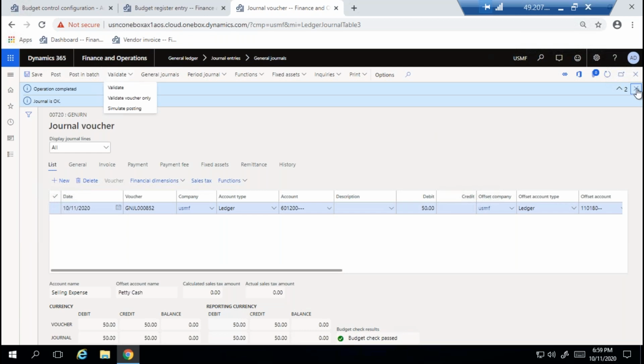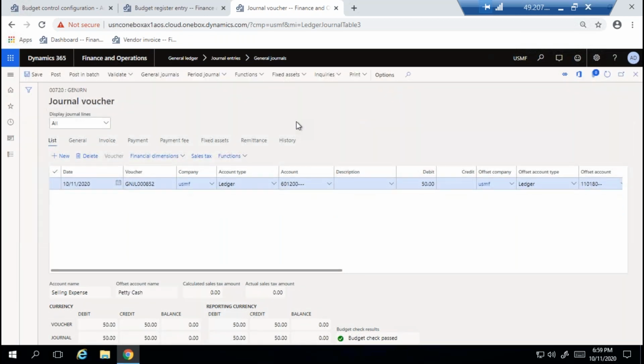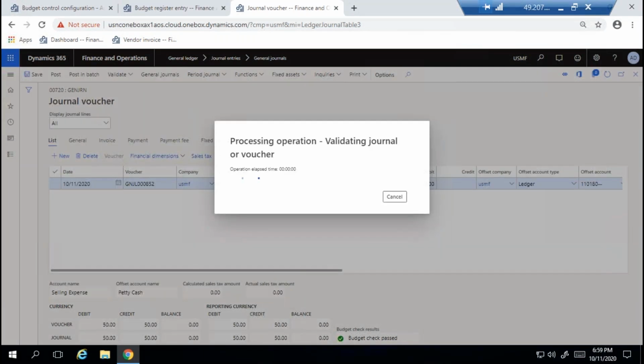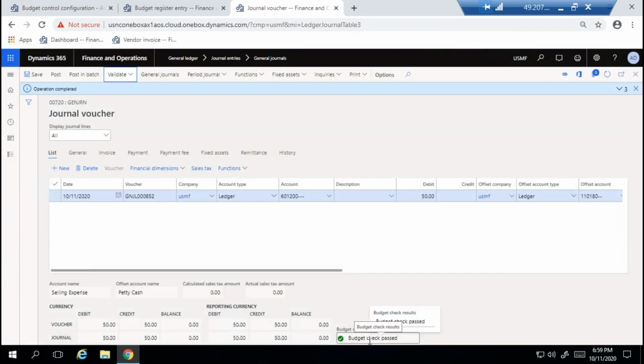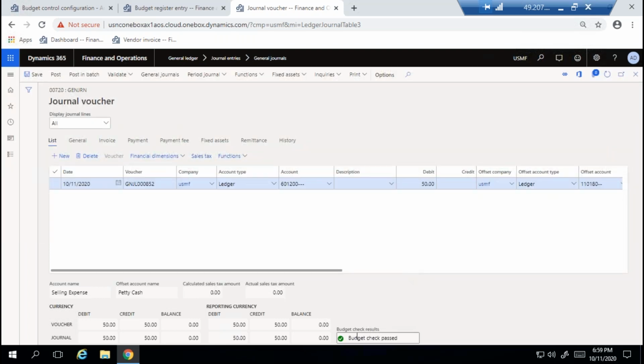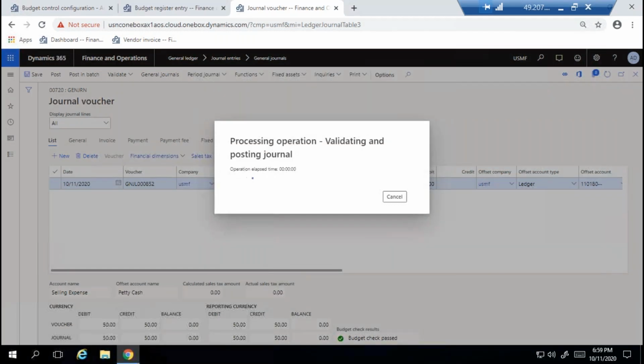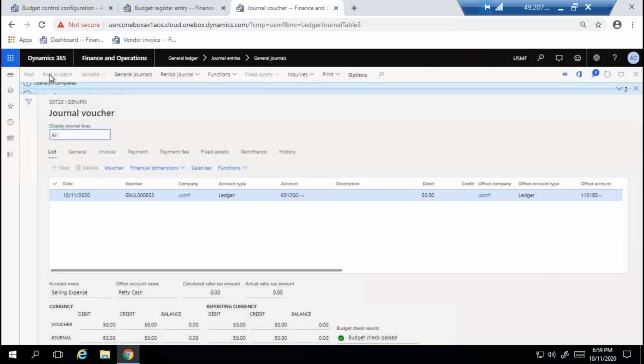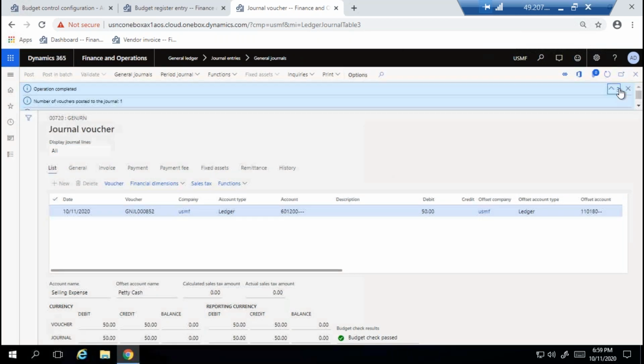I'm trying once again. The simulation, like here you can use simulate posting. That is also same button. So it is telling like budget check passed. Budget check is passed. So system is not throwing any error message. I'm able to post this now. This is validation. This is posting. So it was posted now. Okay, operation is completed.